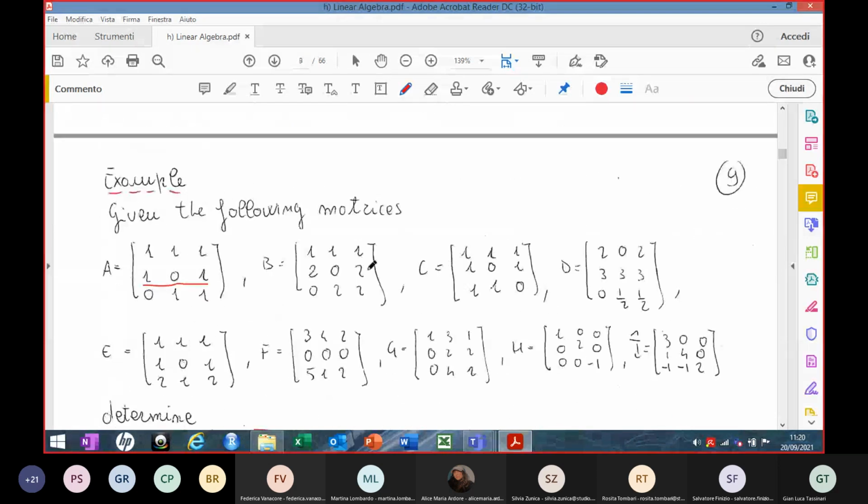Here. I asked you to compute the determinant of this matrix. Before going below, I want you to observe something.